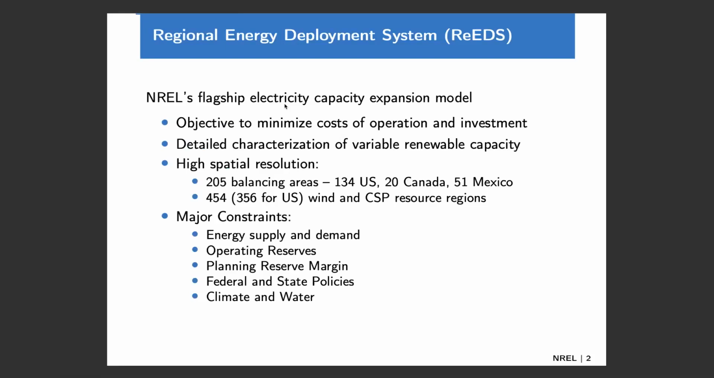The special sauce for ReEDS is this detailed characterization of variable renewable capacity. It is the Regional Energy Deployment System, and so we have this high spatial resolution. There are 205 balancing areas: 134 for the US, 20 for Canada, and 51 for Mexico. In the open access version, it's just the US version, so you can think of this as 134 balancing areas and 356 wind and CSP resource regions.